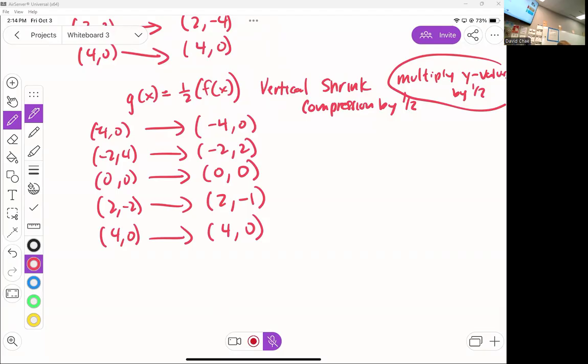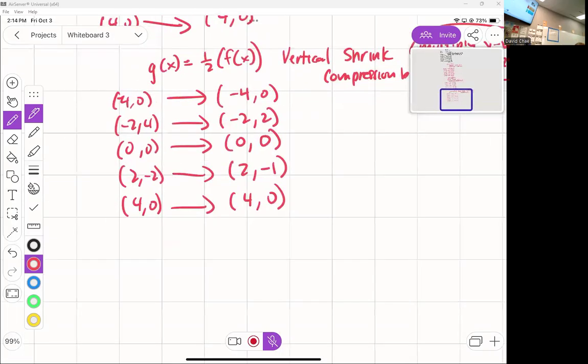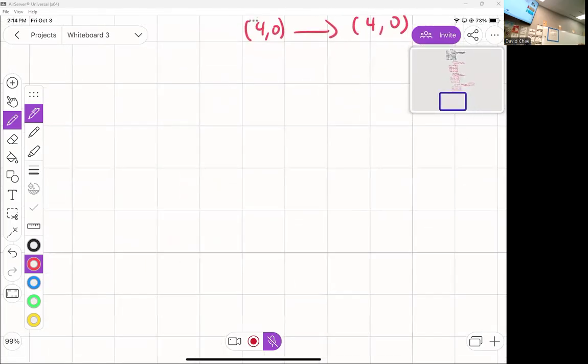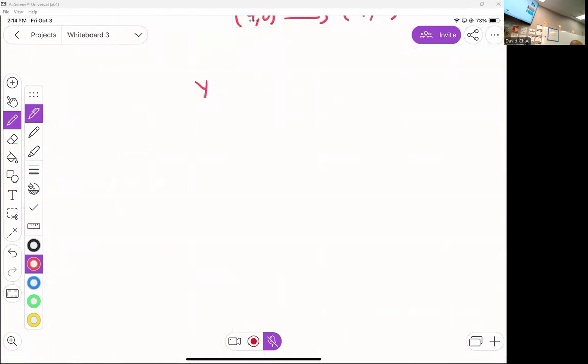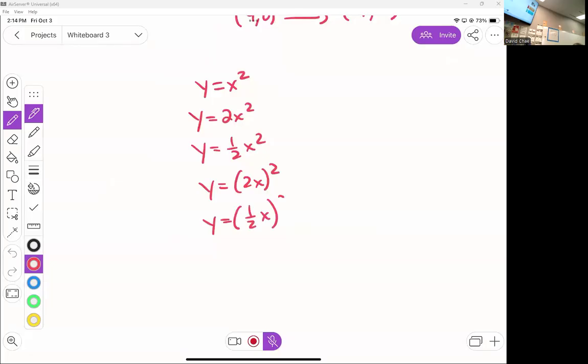All right. So hopefully that kind of explains a lot of these functions here. Now let's say we had a parent function of y is equal to x squared. Let me write all this out. If I have y is equal to 2x squared, y is equal to 1/2 x squared, y is equal to (2x) squared, y is equal to (1/2 x) squared.